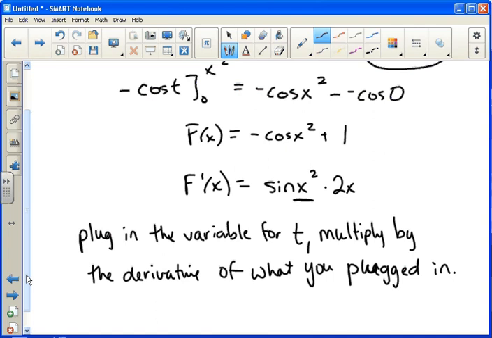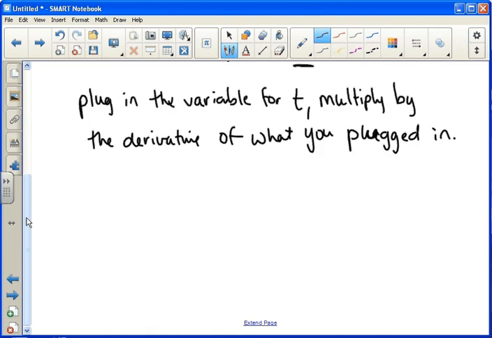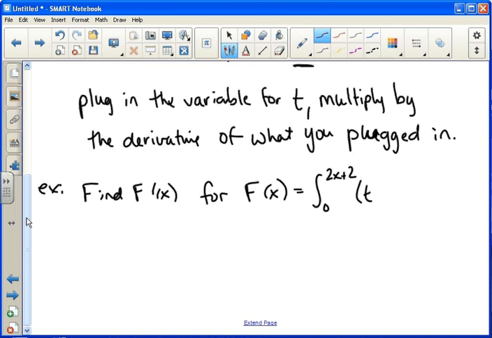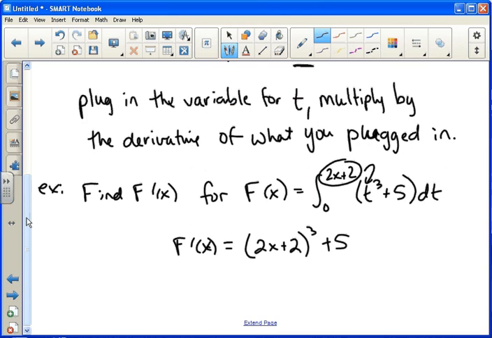Let's say they ask us to find f prime of x for f of x equals the integral from 0 to 2x plus 2 of t cubed plus 5. So for this one, we take what we have up here and plug it in for t. That's going to give us 2x plus 2 cubed plus 5. Now I need to multiply that whole thing by the derivative of what's on top, which would just be 2. Because if what we're plugging in is 2x plus 2, its derivative is simply 2. And then if you want, you can go ahead and distribute that through. For the purpose of these problems, there's no reason to simplify any further than that. You don't need to cube out the 2x plus 2 or anything like that. But make sure you multiply the entire thing by that derivative. If you look back here, there were parentheses to start with before you multiplied by the derivative, so make sure you do the same thing here.